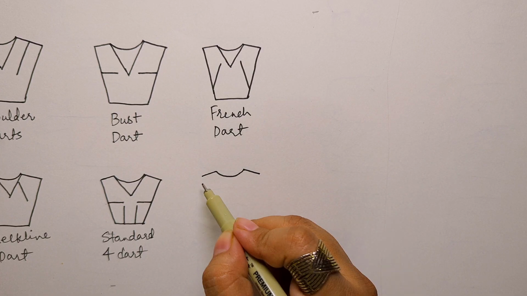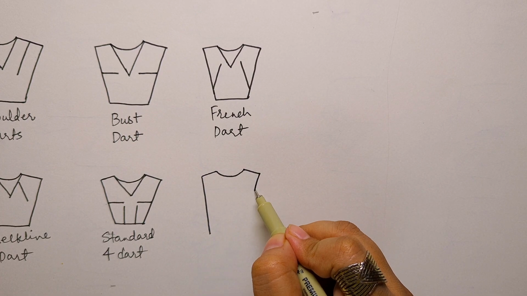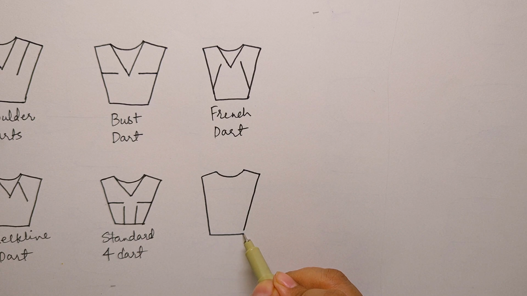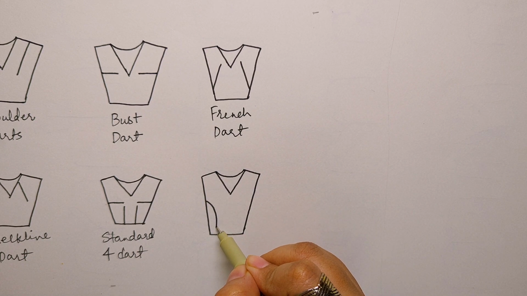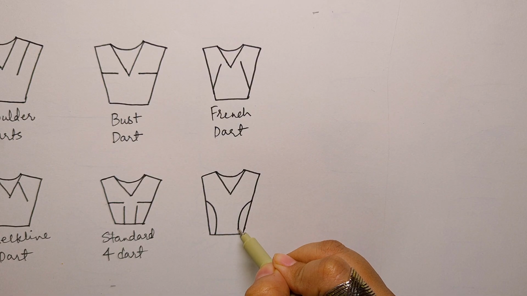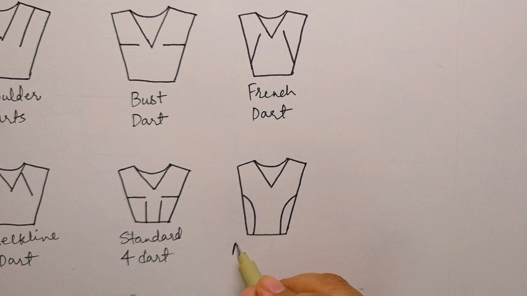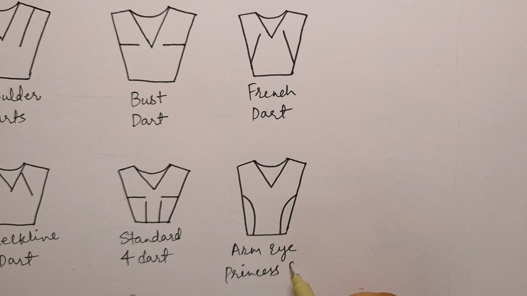Next is the arm-eye princess seam. It is a type of princess seam that starts actually from the arm-eye notch area, the curve where the sleeves join, not from the sides and not from the shoulder. It passes directly over the bust, giving highly accurate bust shaping.